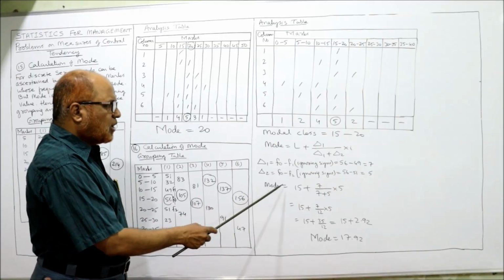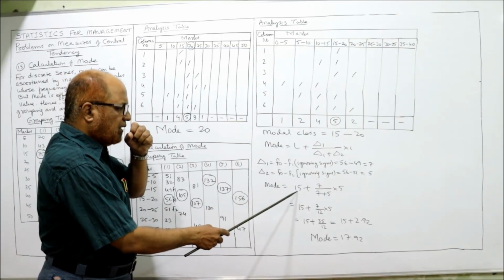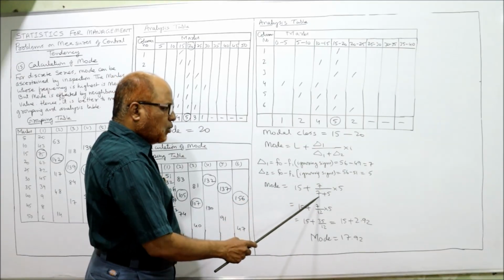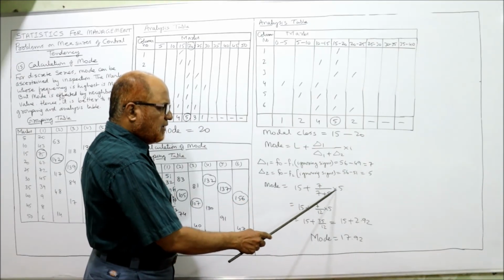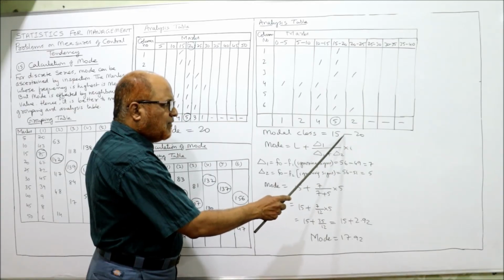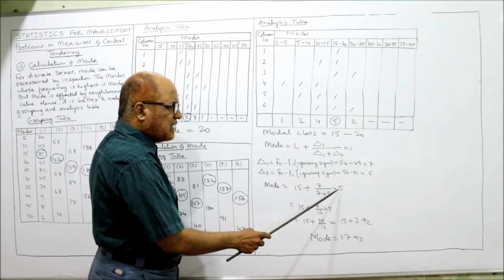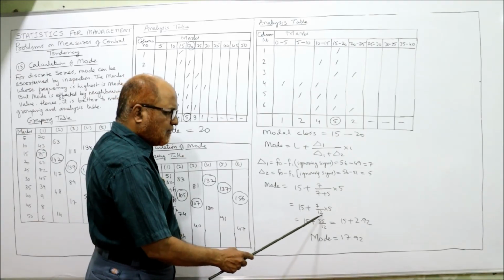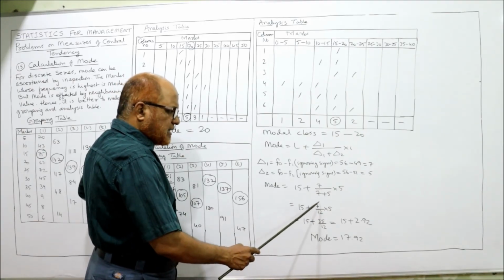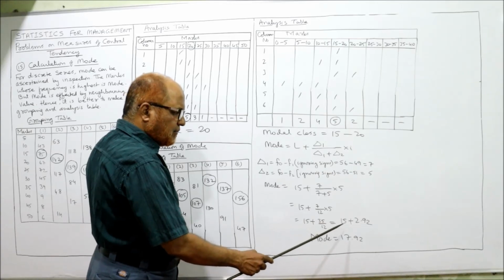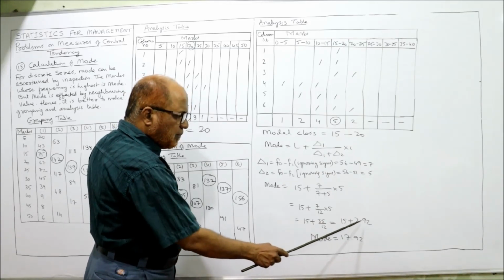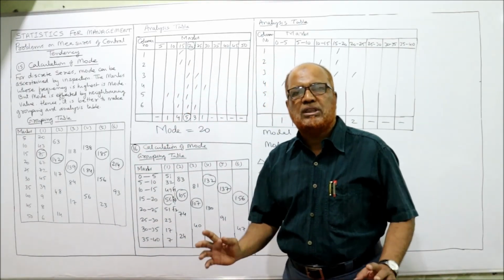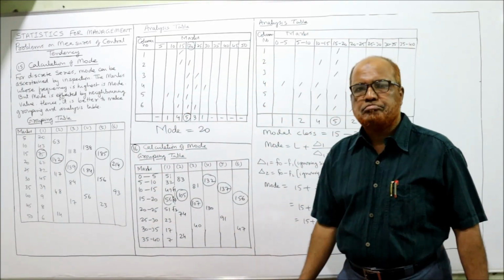Now we substitute. Mode is equal to L, 15, plus delta 1 is 7, delta 2 is 5, 7 plus 5, into I. I stands for width of the modal class. The width is 5. So 15 plus 7 divided by 7 plus 5, which is 12, into 5. 7 fives are 35. 35 by 12, 2.92. So 15 plus 2.92, 17.92. That is the mode.